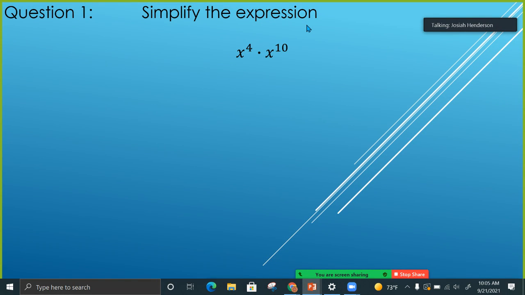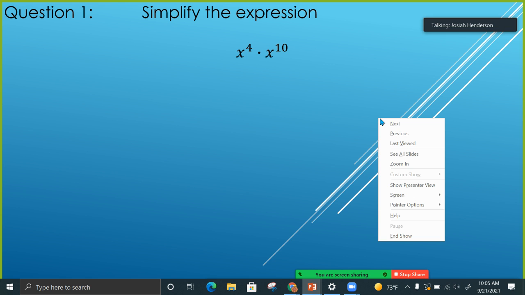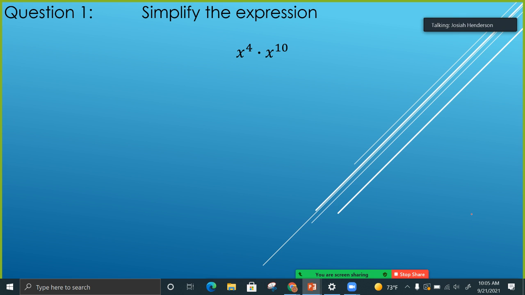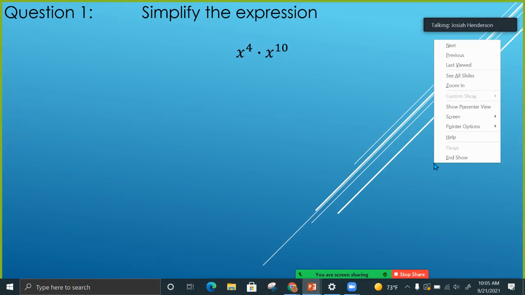So if we had X to the 4th times X to the 10th, can anyone tell me how we can simplify this expression? Braden, what were you saying? Since the base is the same, don't we just add the powers? Sure, it becomes X to the 14th. X to the 14th. Perfect.